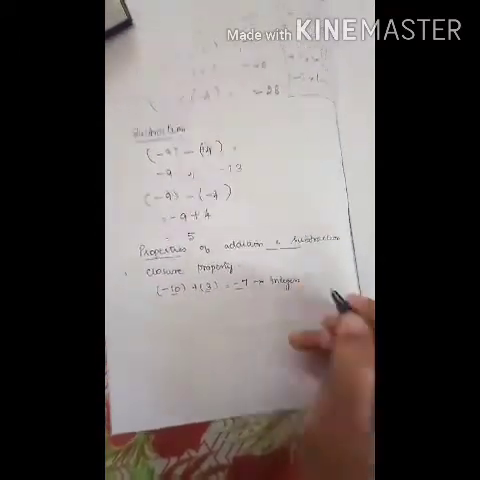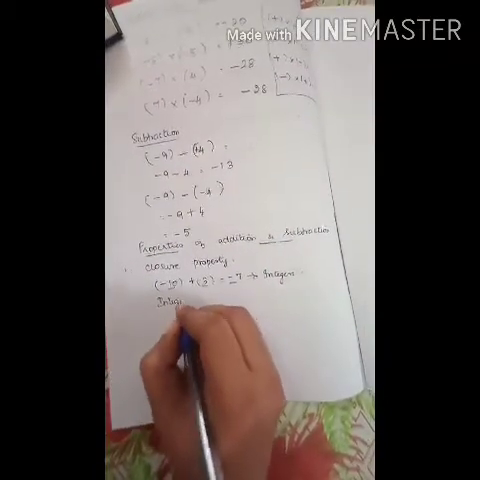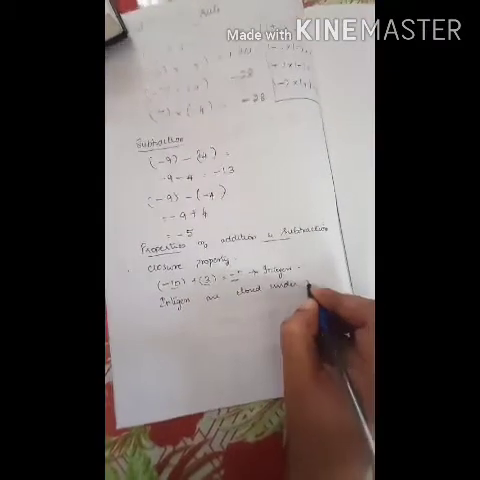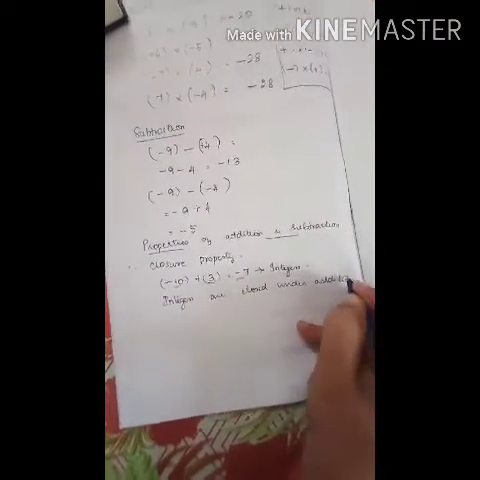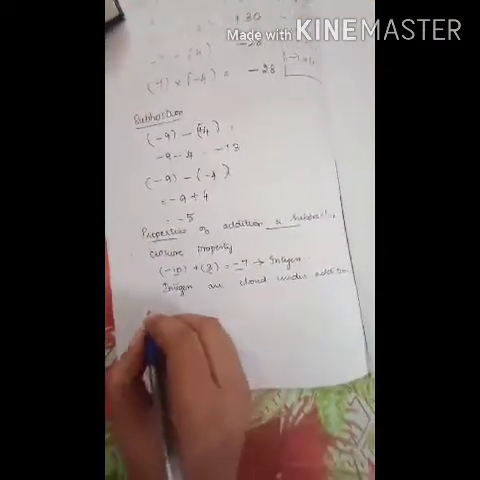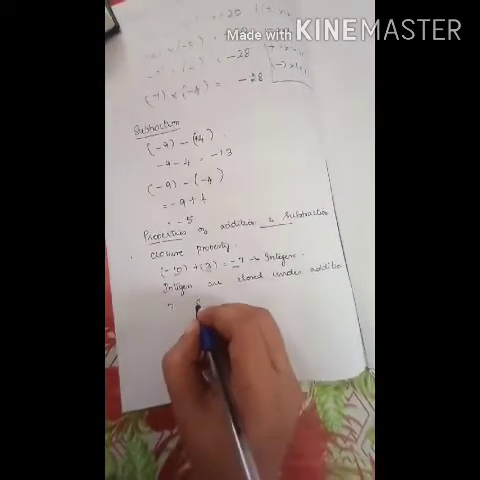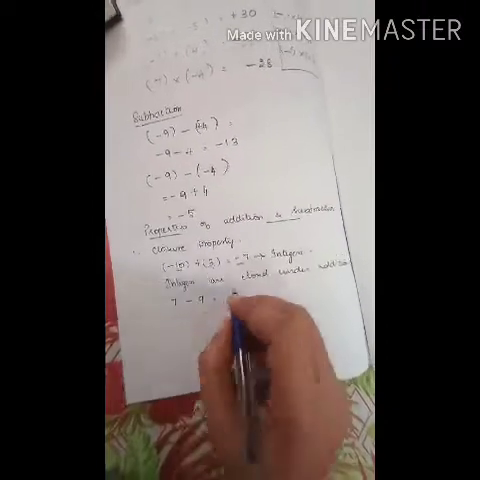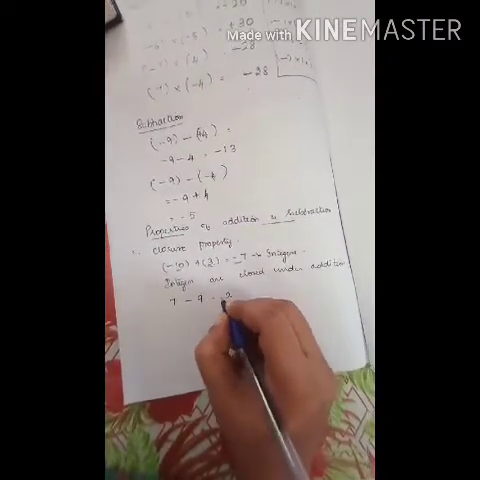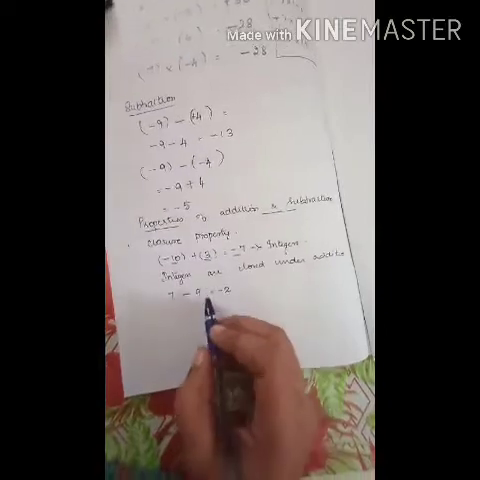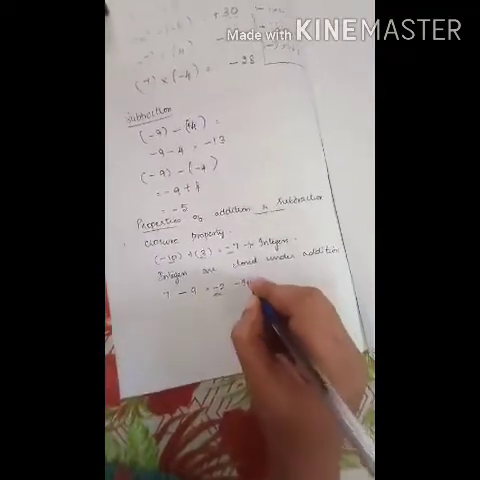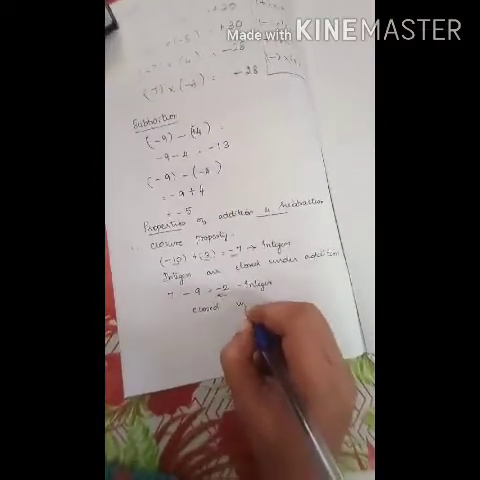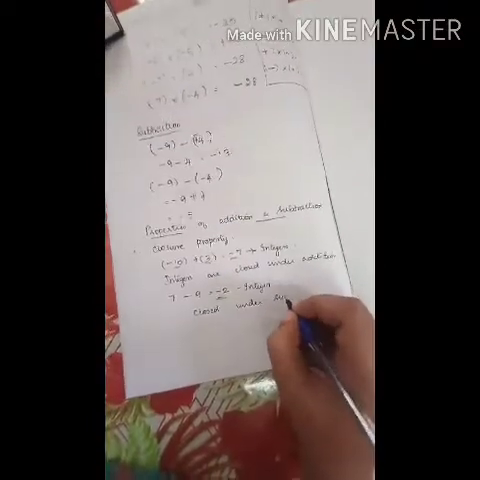So integers are closed under addition. In the same way, when you take two numbers, 7 and 9, and subtract, this is plus and this is minus, so you need to subtract the numbers and put the greater number's sign, so you will get again an integer. So integers are closed under subtraction.